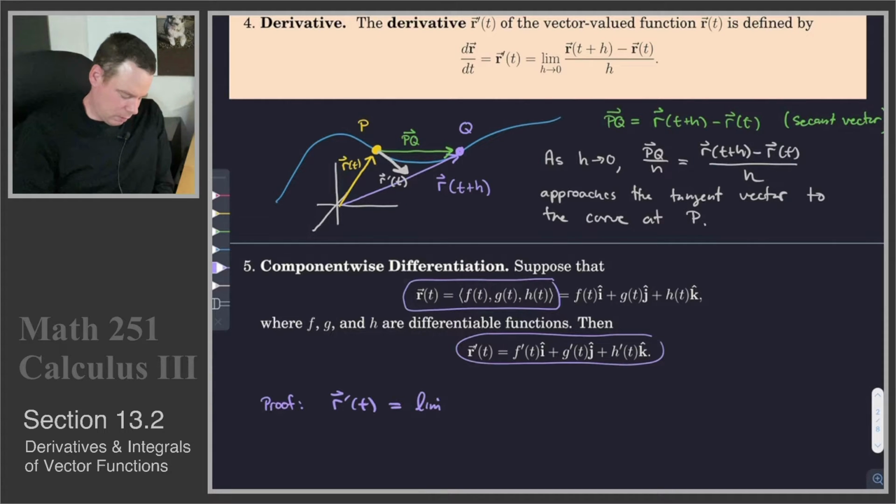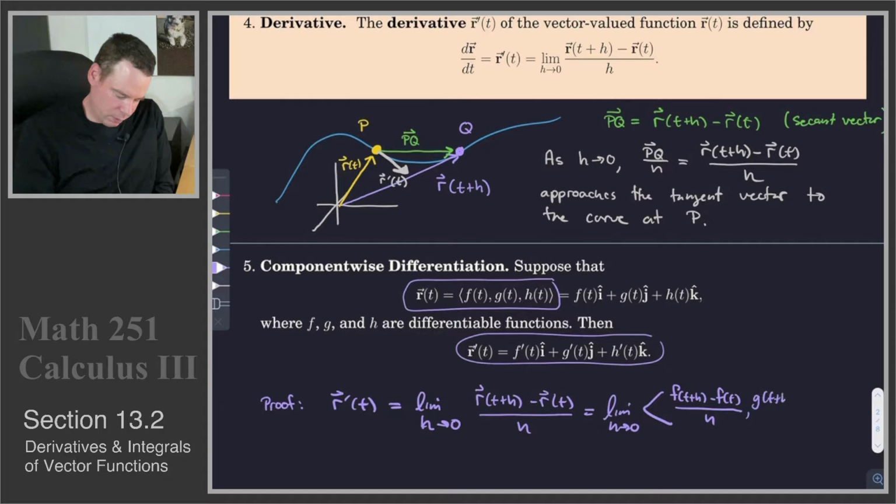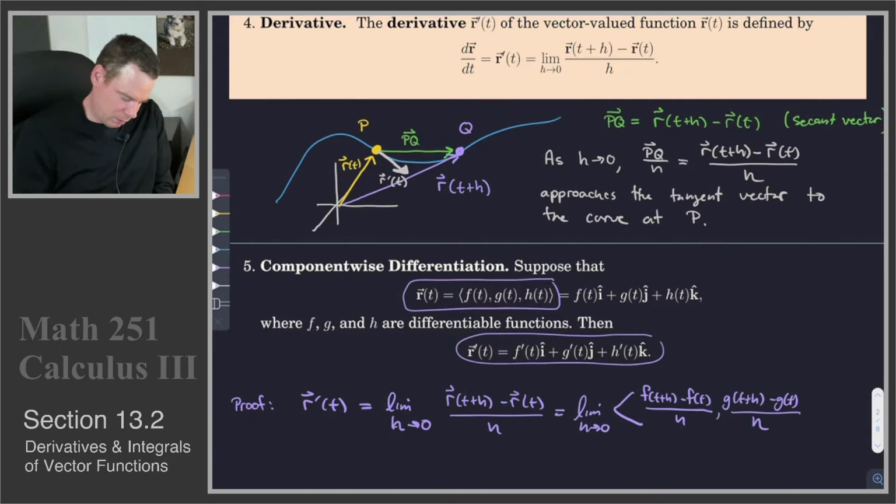So it's the limit as h goes to 0 of r of t plus h minus r of t all over h. But in terms of components, that's the limit as h goes to 0 of f of t plus h minus f of t all over h, g of t plus h minus g of t all over h. And I'm running out of room here, so I'm just going to have to shift this stuff over a little bit. See if I can squeeze it on in there.